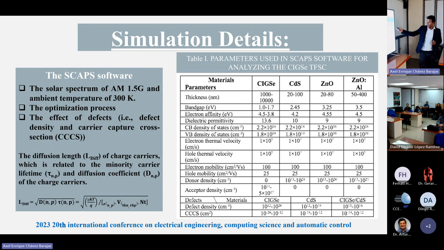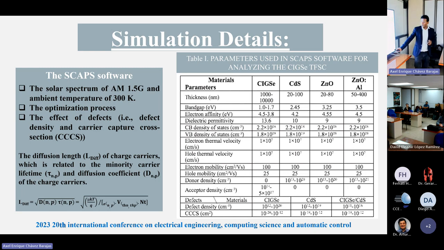So these are the parameters for the CIGS: thickness, band gap, affinity, etc. All these are parameters for the CIGS, the CdS buffer layer, the zinc oxide window layer, and the amount of zinc oxide, the transparent conducting oxide. After that, we also had some defects, where we normally vary the defect density and carrier capture cross section. These two we vary for the CIGS and CdS.